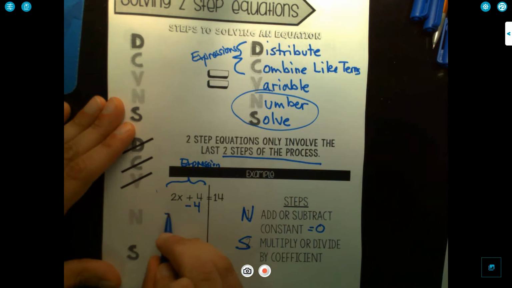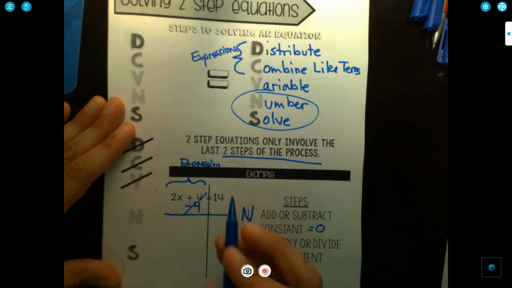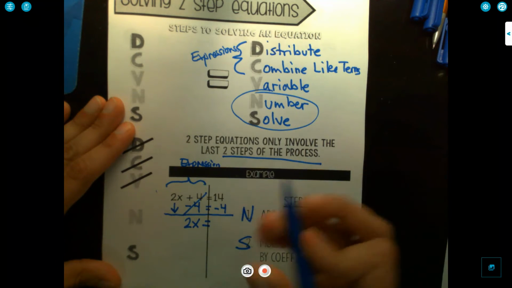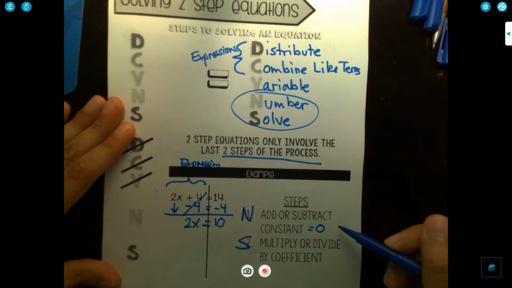So I'm going to take the inverse operation because 4 minus 4 is equal to 0. If I do it on this side of the equal sign, I have to do it on the other side. If I subtract 4 here, I've got to subtract 4 here. I'm going to carry down the 2x. They are equal. So 14 minus 4, you should get 10. So we did that one.